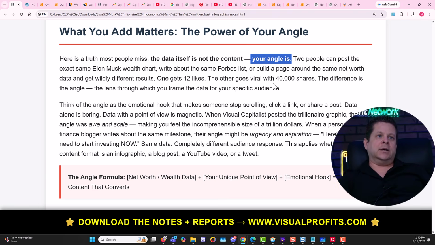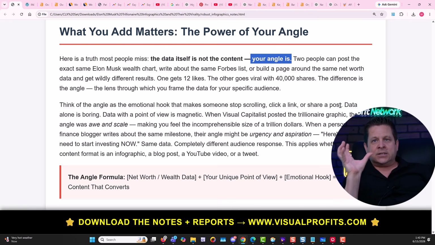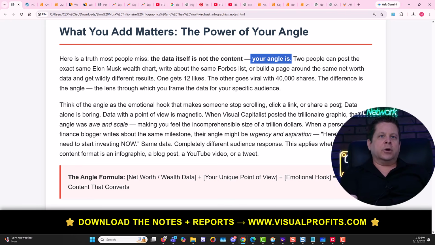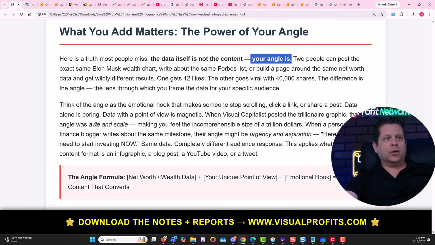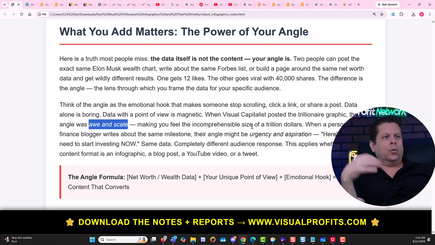Think about the angle as the emotional hook that makes someone stop scrolling, click a link, or share a post. What is it that's going to stop them? Data by itself is boring. Data with a specific point of view is magnetic. When Visual Capitalist posted the trillionaire graphic, their angle was awe and scale, making you feel the incomprehensible size of it: for every dollar you have, Elon Musk has everything, right? Whatever it is. When a personal finance blogger writes about the same milestone, their angle might be urgency and aspiration: here's why you need to invest, or whatever. Same data, completely different audience response.